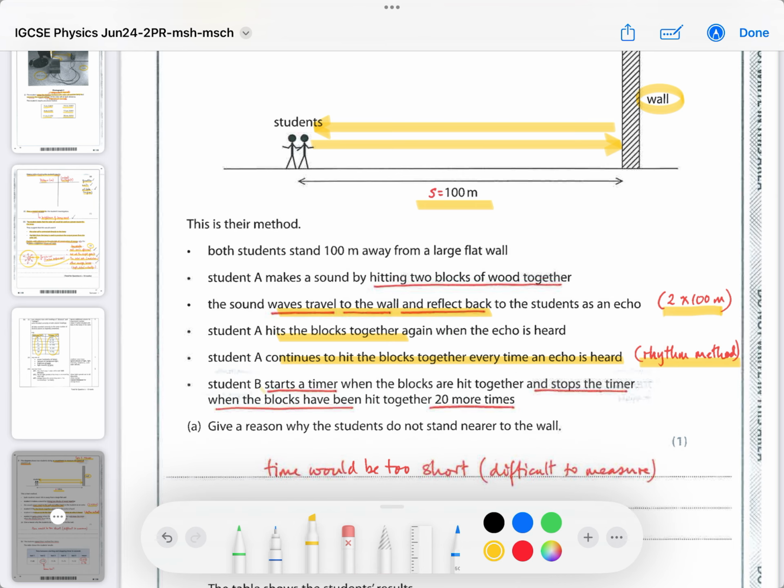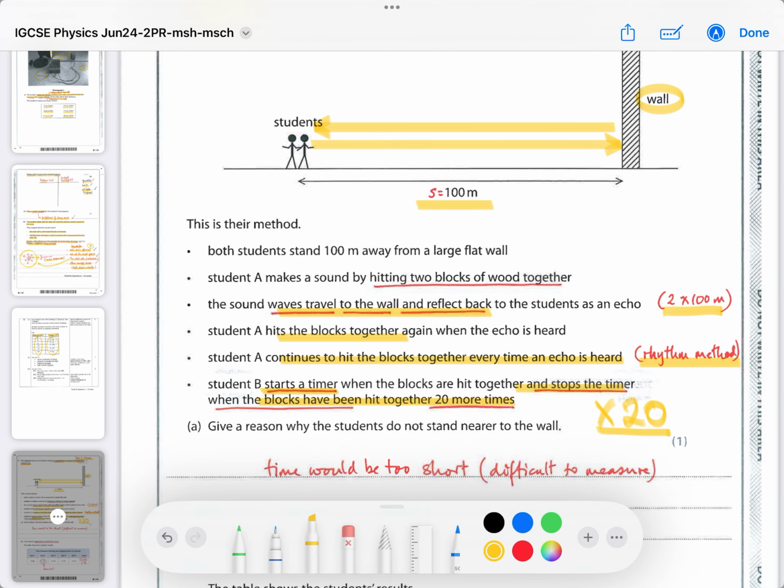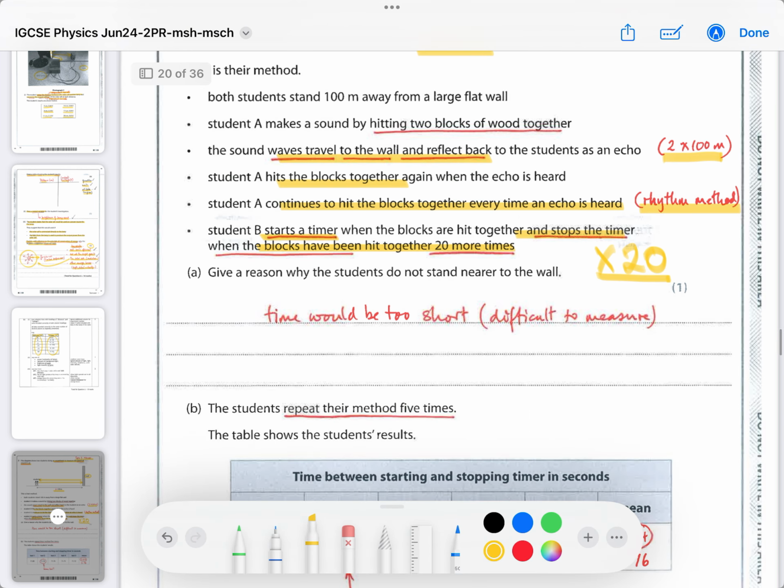And this other student starts the timer and stops the timer after 20 echoes have been heard. Okay? So basically it's gone 2 times 100, 20 times distance. So in that time, the sound has gone backwards and forwards 2 times 100 times 20 meters. Okay? Give a reason why they don't stand any closer to the wall.